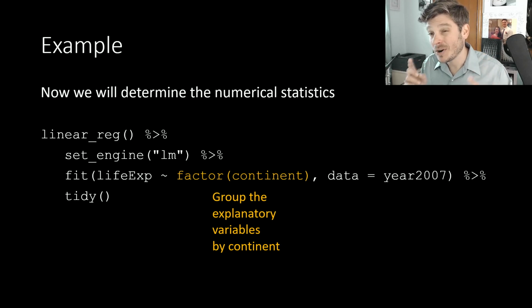And I want to group now my explanatory variables by the continent. All right. So I want to see, is there a difference based upon the continent that you live in? So this is a categorical variable, right? Continent is a category. My data comes from the data frame I just created, year 2007. And again, I'm going to pipe this into the tidy function so that I get my results as a table. All right. So again, if you want to group the categorical variables as your explanatory variables, we're setting it up as the factor of continent.